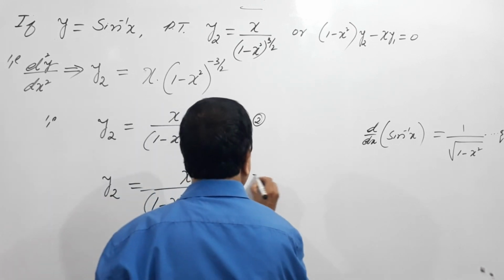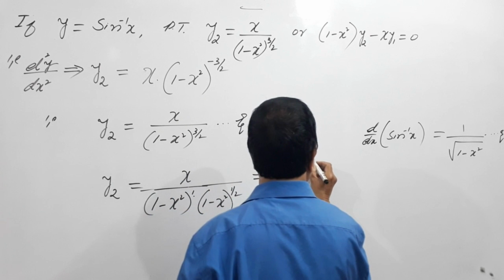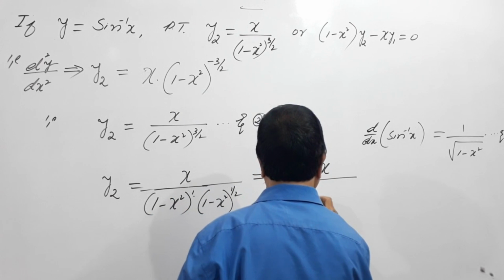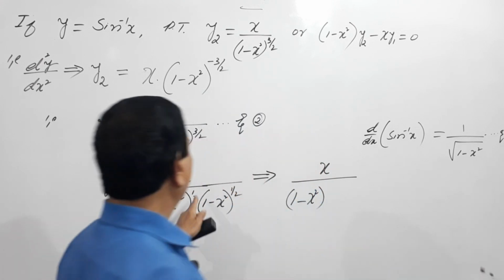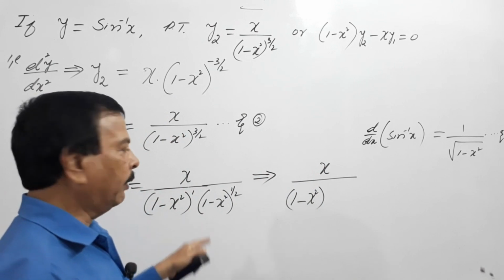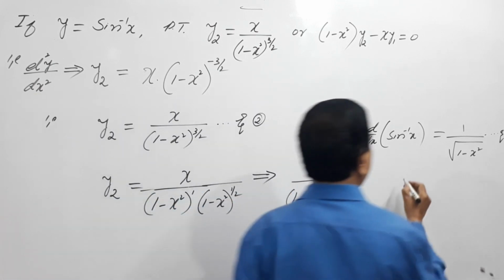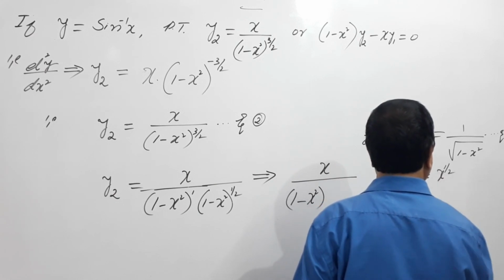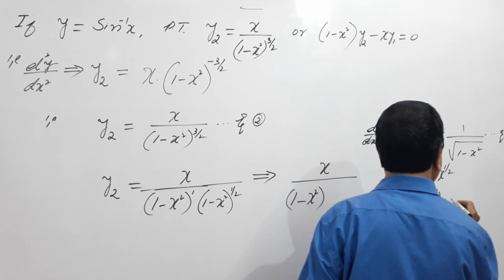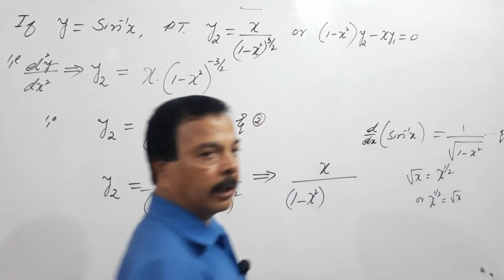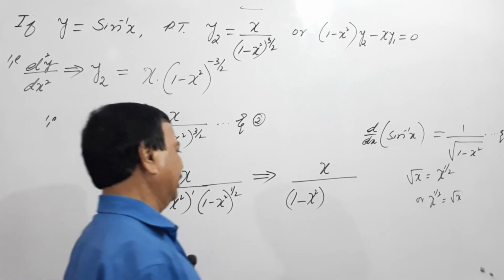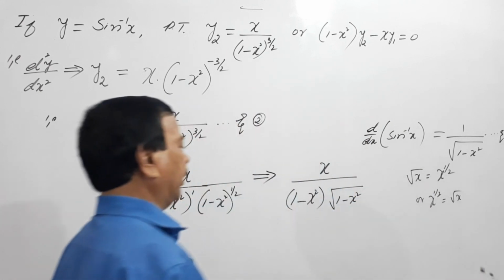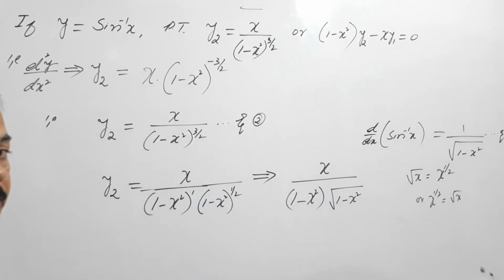Now this can be written as x by 1 minus x square. Near 1 I need not write y. Root x is nothing but x to the power of half, or x to the power of half is nothing but root x. Can I write like that? Yes sir, why not? So this happens under the root 1 minus x square. Done.